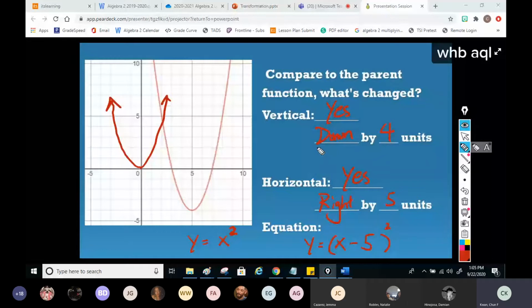And if it moves down, we need a negative sign, and then we will put a 4. So you shifted down by 4 units. That's why you have to put a -4.